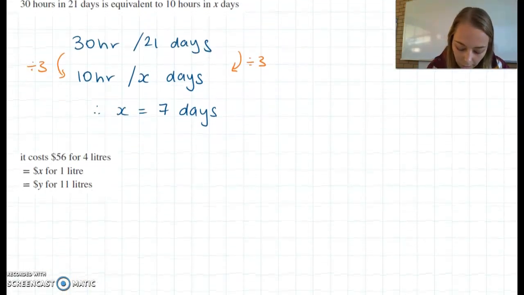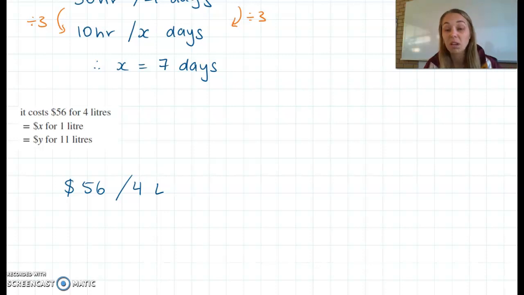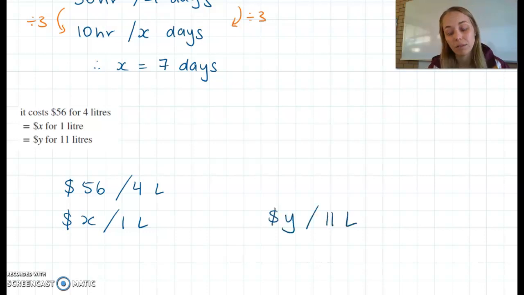All right, and one more. It costs $56 for 4 liters. Okay, we don't know what type of liquid we're talking about, but it could be 4 liters of petrol, it could be, well, not at the moment, we're pretty lucky with how cheap petrol is, but it could be 4 liters of orange juice if you were drinking really expensive orange juice, who knows. Anyway, 4 liters of some type of liquid, and we want to change that to x dollars for 1 liter. Okay, and eventually we're going to say that it's going to equal y dollars for 11 liters.